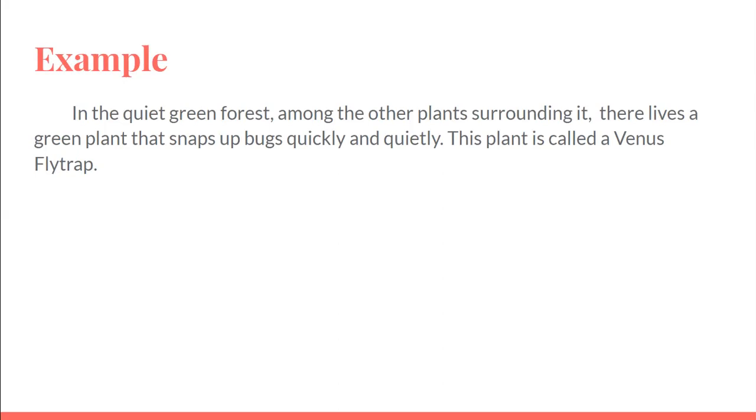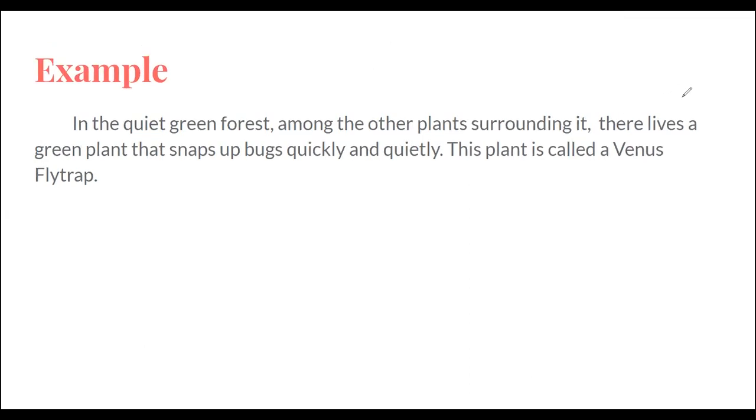In the quiet green forest, among the other plants surrounding it, there lives a green plant that snaps up bugs quickly and quietly. This plant is called a Venus flytrap. So this paragraph here is my introduction paragraph. It is where I introduced the topic that I will be writing about. You can also see that I used a lead of setting the scene.